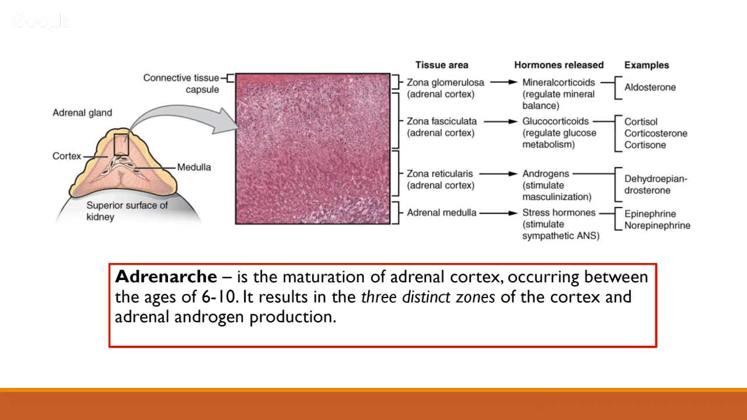Okay, so this is a good table. It's a good flowchart on the types of hormones produced by the adrenal glands. So in the cortex, the zona glomerulosa produces mineralocorticoids, of which aldosterone is an example. Zona fasciculata produces glucocorticoids, an example is cortisol. Zona reticularis produces androgens, and the adrenal medulla produces catecholamines, which are adrenaline and noradrenaline.